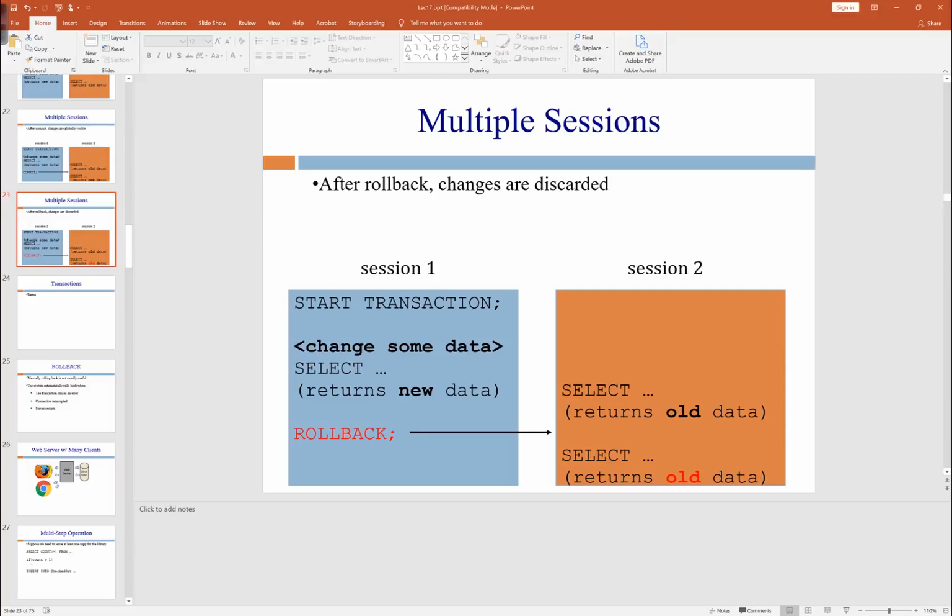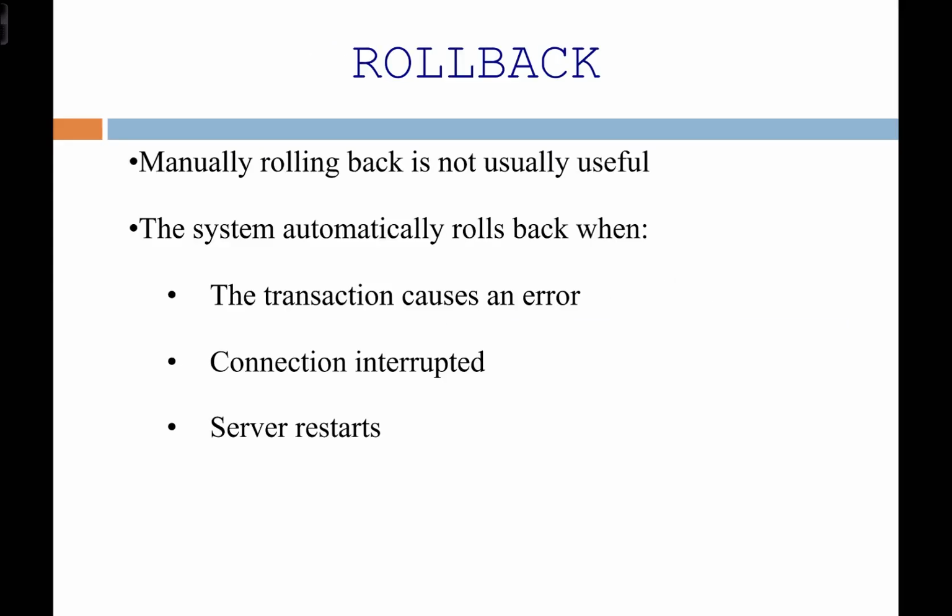One more thing to clarify about rollback. So manually rolling back, like I just did, is usually not that useful because if a transaction fails, the system will automatically roll it back for you. You usually just want to try to commit your transaction, and either it works or it doesn't. And it will tell you whether it worked or not.